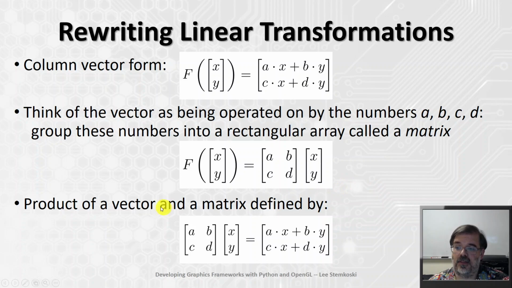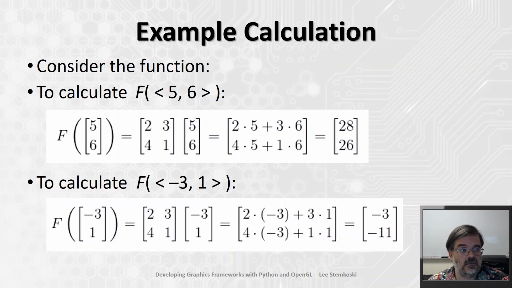And that means that the product of a vector and matrix must be defined in this way. So the matrix abcd times the vector xy is equal to the vector ax plus by as the first component, and cx plus dy as the second component. And that's how the matrix vector product is defined. And so if you want to do some calculations with this, it's not too bad.